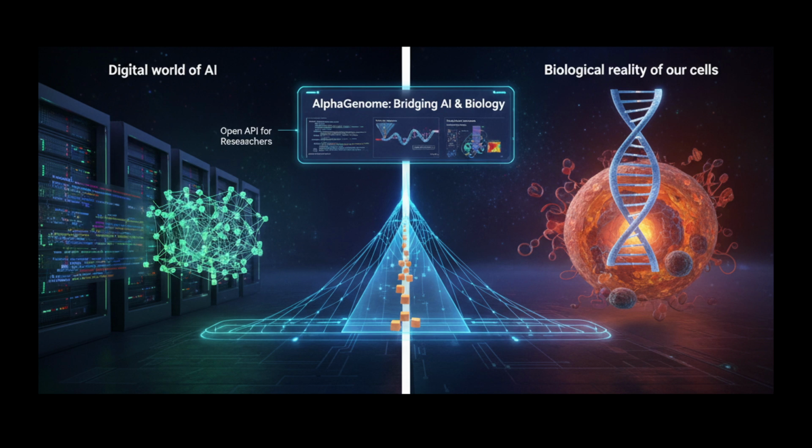AlphaGenome is a bridge between the digital world of AI and the biological reality of our cells. With an open API for researchers, we are moving from a world where we guess what a mutation does to a world where we can simulate the consequences of every single letter in the human genome.